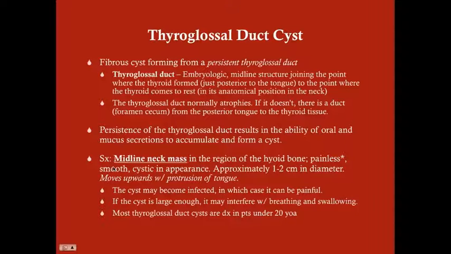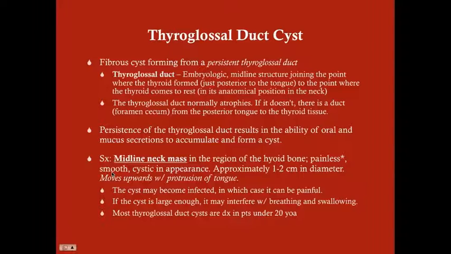So the symptom of a thyroglossal duct cyst is a midline neck mass. So remember that the thyroid is a midline structure, and this is a duct that connects the back of the tongue where the thyroid formed to where the thyroid is, which is in the middle of the neck. So this is a midline neck mass. It's roughly in the region of the hyoid bone, and it tends to be painless.